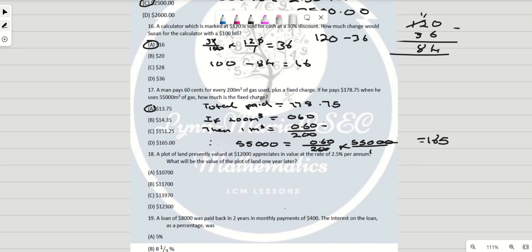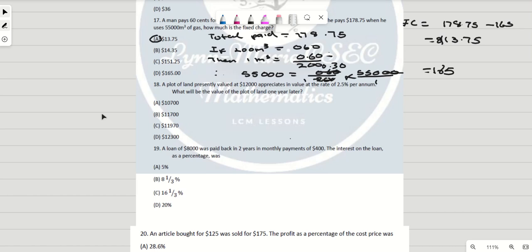Cross out this, 2 into 2, 1, 2 into 0.6, that's 0.30. When you multiply 0.3 by 550, you're going to get 165, right? If the total he paid is 178.75, then the fixed charge would be the total paid, 178.75, minus 165. When you minus this, you're going to get $13.75. That is how you would do this question, if you're going to do working.